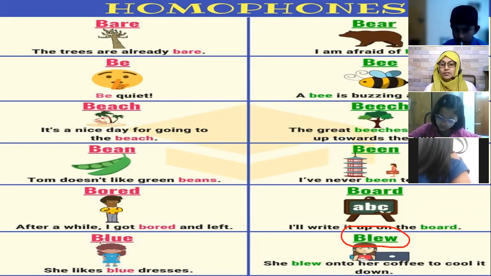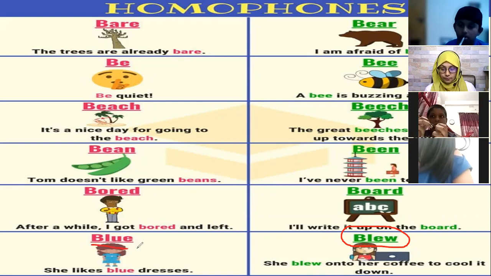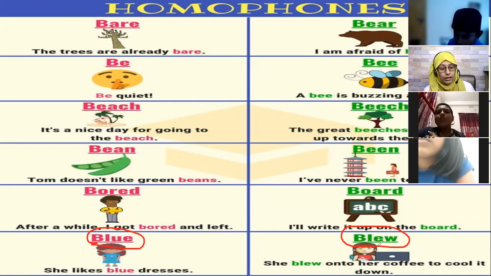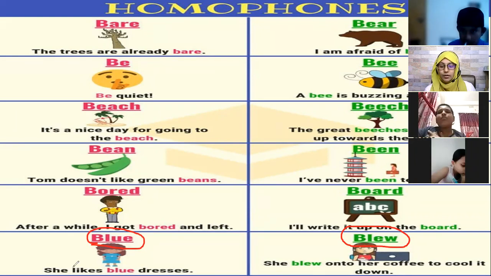Thik ache? So this blue, it's two. Yes. Blue mane hoche tomar new, and this blue means bashi bajano, fu dewa, ba hoche uriye dewa, jetei bolo, any kind of. She likes blue dresses and she blew onto her coffee to cool it down. She hoche tar coffee te fu diye diyeche jeno seta thanda hoye jay. Thik ache? So these are all the homophones, some of it.